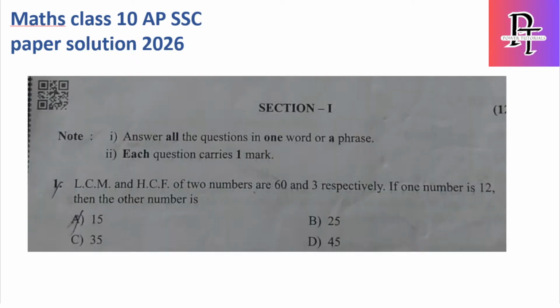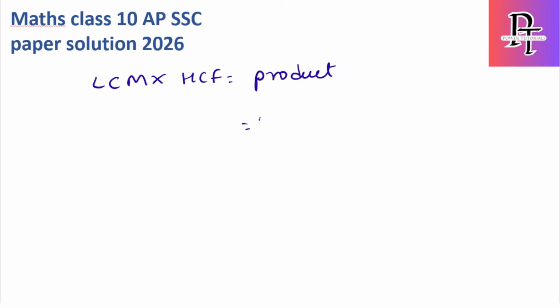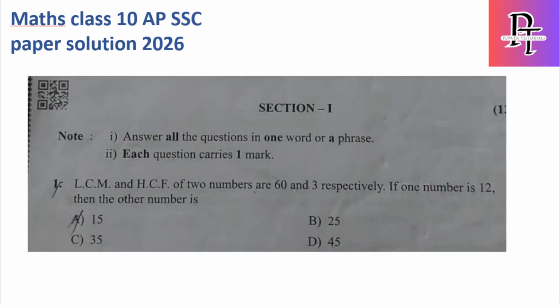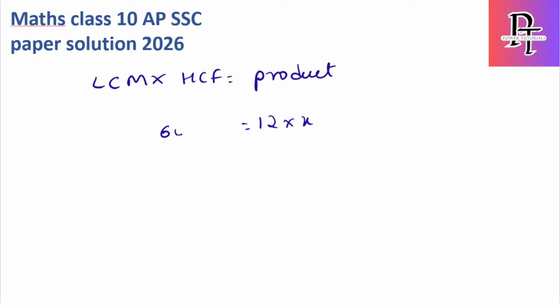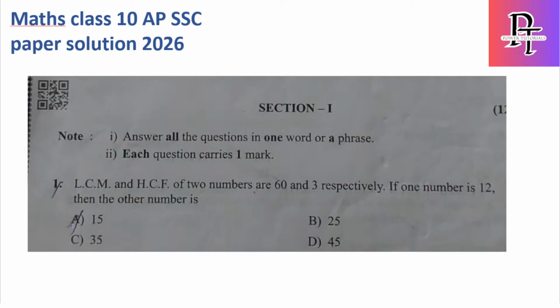So what are the numbers here? One number is 12, the other we need to find. So 12 into x equals LCM into HCF, where LCM is 60 and HCF is 3. 12 ones are 12, 12 fives are 60. So the other value is nothing but 5 into 3, which is 15. So the answer is A, which is 15.